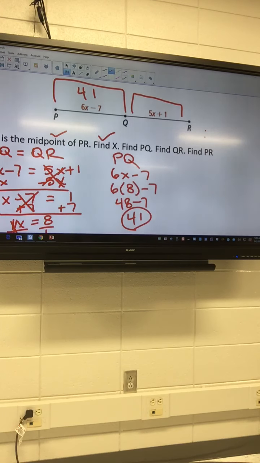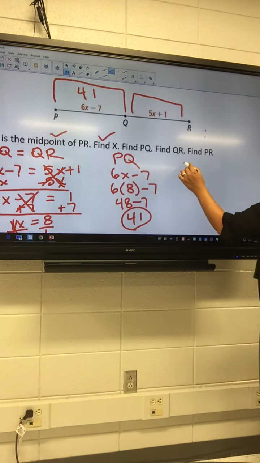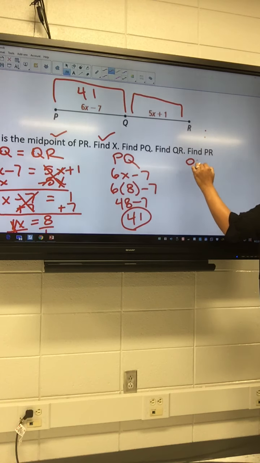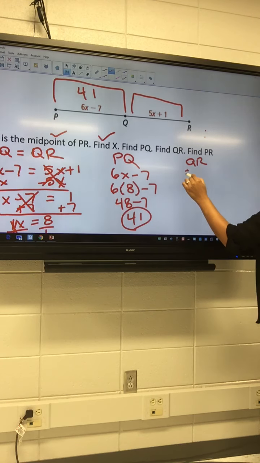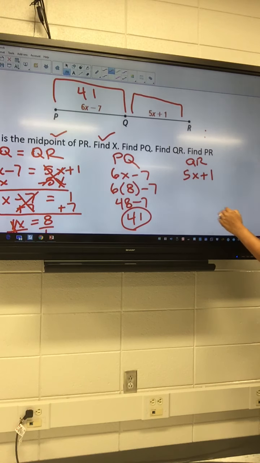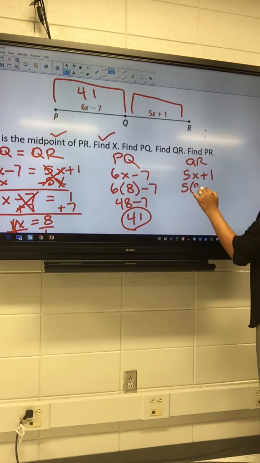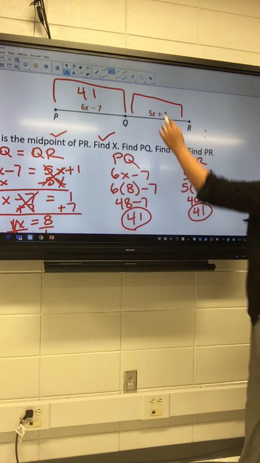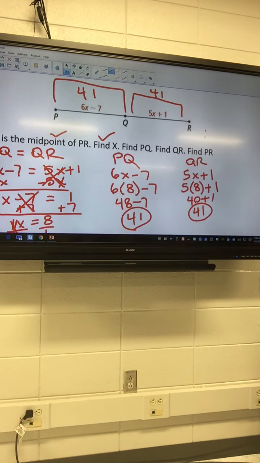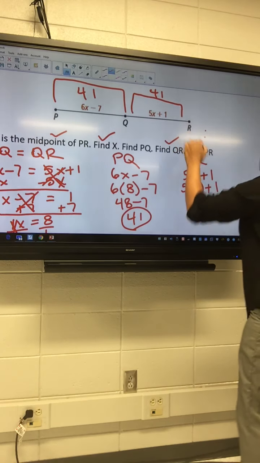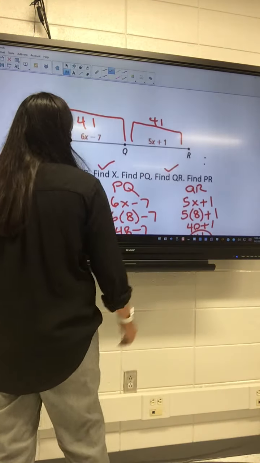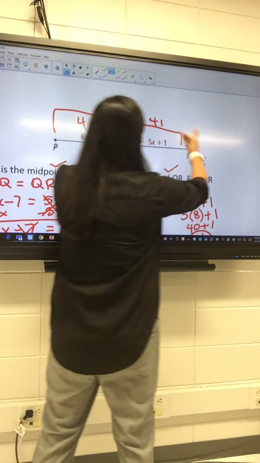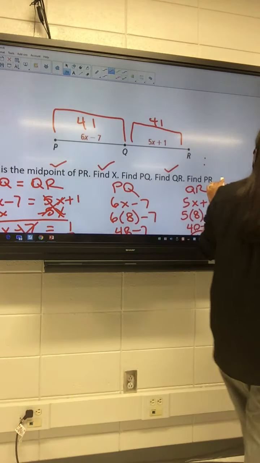If you can't see that, I'll do this one the slow way. We could say QR equals 5x plus 1, which would be 5 times 8 plus 1, which is 40 plus 1, which is 41. So this one is 41. And it says find PR. It is 82. PR is the entire segment. Well, we know this one and we know this one, so PR has to be 82.